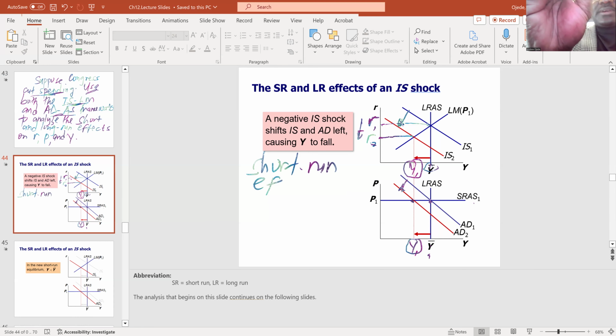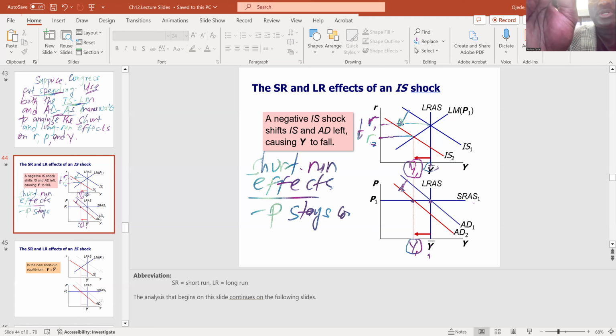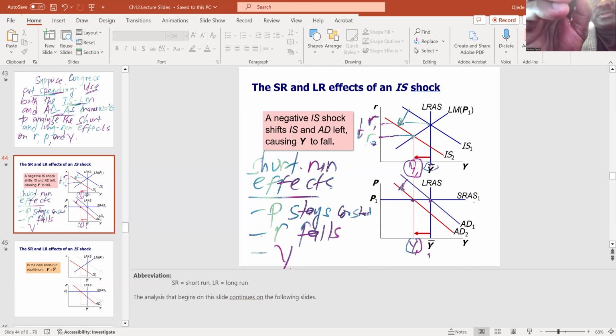The short-run effects, you see it clearly, are that P stays constant in the short run. When you shift the AD curve to the left, interest rate falls from R1 to R2, and then output Y falls. Those are your short-run events. But as we say, the economy is not going to stay in a recessionary gap forever. There's going to be adjustment back to full employment.